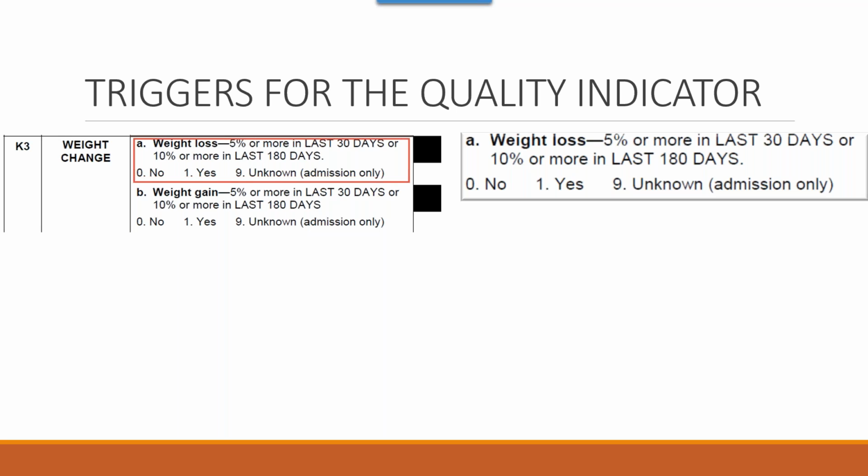So what are the triggers? It's a very simple trigger here. You can see that it's in section K3 of the form, weight change, and we're only looking at part A, the weight loss item, where there's 5% and 30 and 10% and 180. And I've just blown it up here so that you can see a little more clearly.